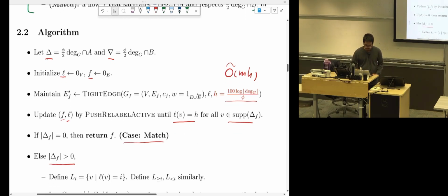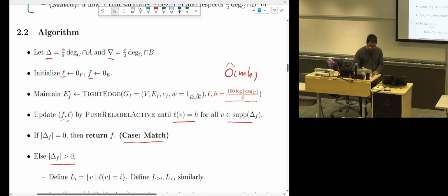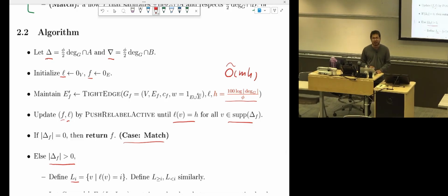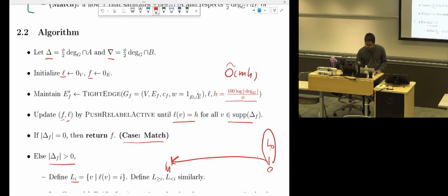So what we're going to do, we're going to define the graph. Let me define what this is by layer. Basically, you start with level 0 up to level h, right? And there is a level 0 node. This contains the unsaturated sink, and then level 1, level 2, level 3, and so on. So Li is just all the nodes with level i.